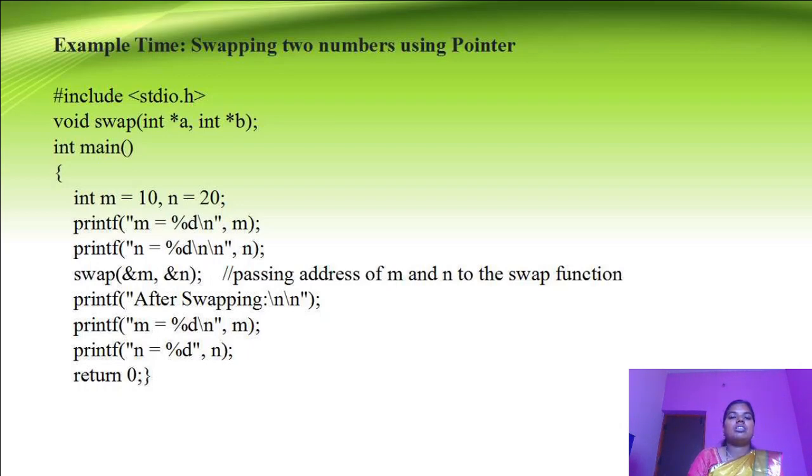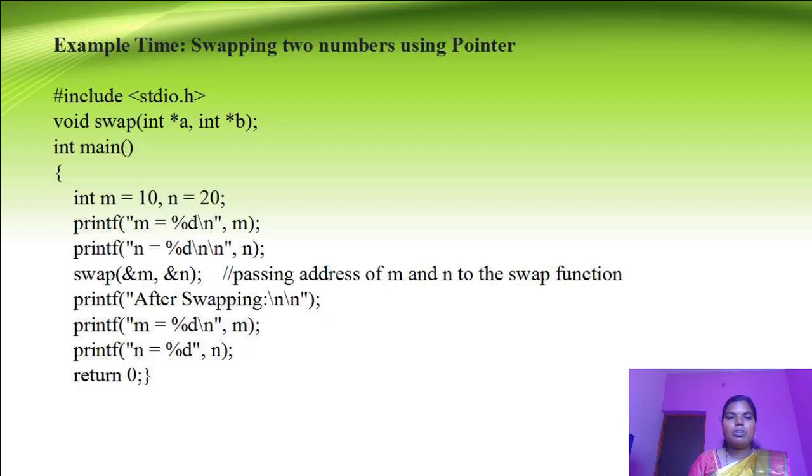So here I have declared one function void swap(int *a, int *b) and int main function and two normal variables m, n, and initially they have been assigned with 10 and 20. printf("m is equal to %d, n is equal to %d", m, n).